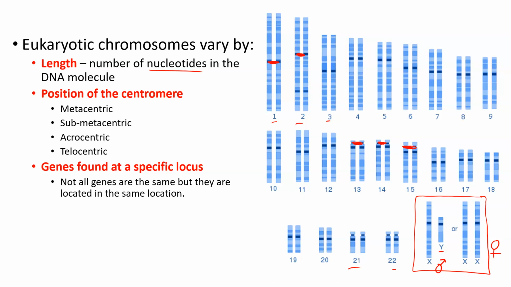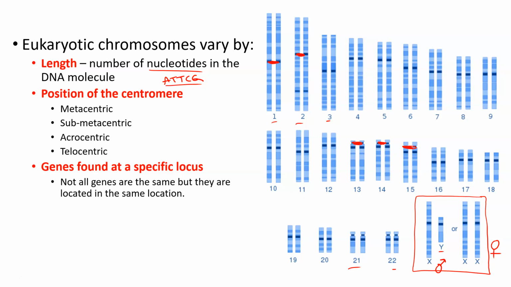When I say the number of nucleotides, I'm talking about the number of A's, T's, C's, and G's. It's literally the number of those letters that indicates the length of the chromosome. The more letters you have in the DNA sequence, the longer the chromosome has to be in order to maintain all of the information that that particular DNA sequence has.